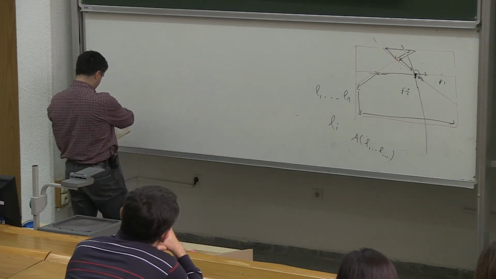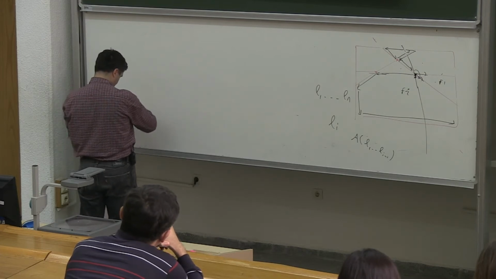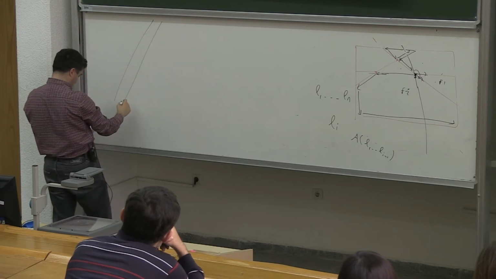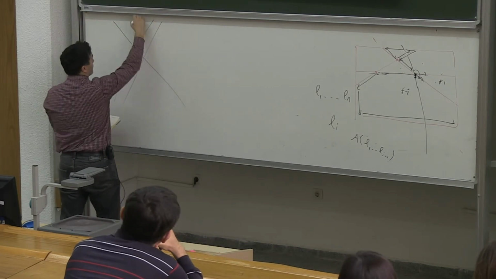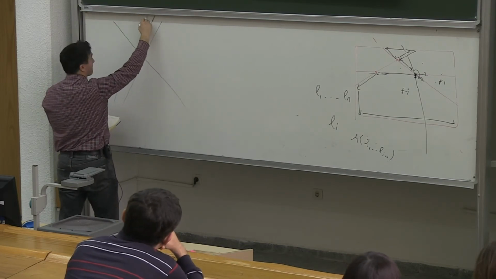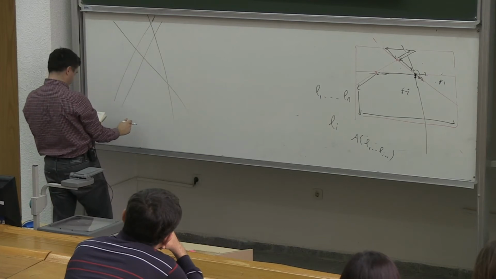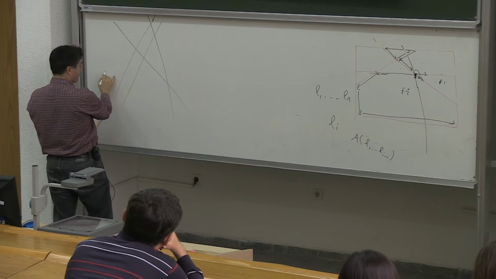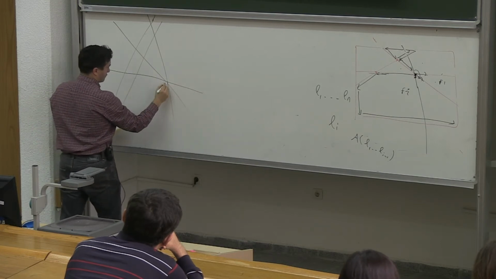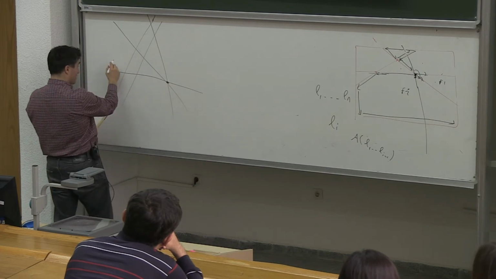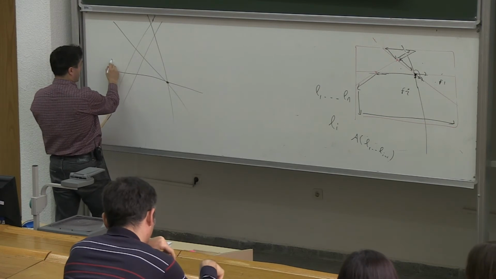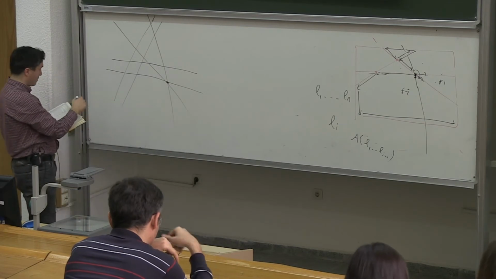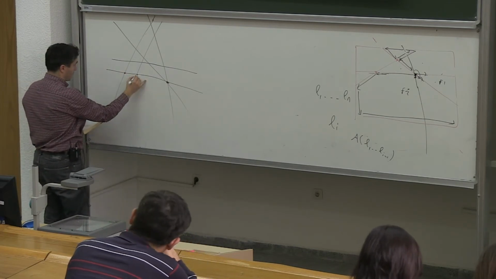So let me draw this. These are like 2 parallel ones, and there is another one here. Okay, so now these are my vertices.